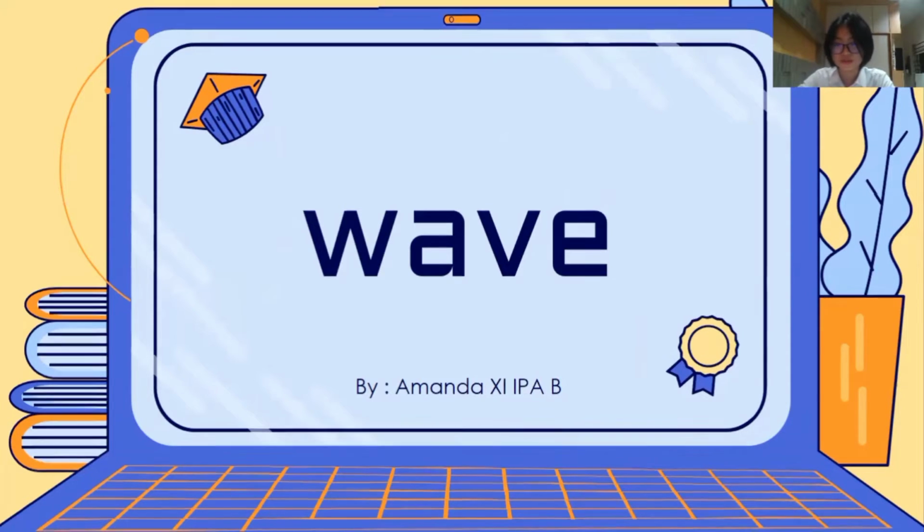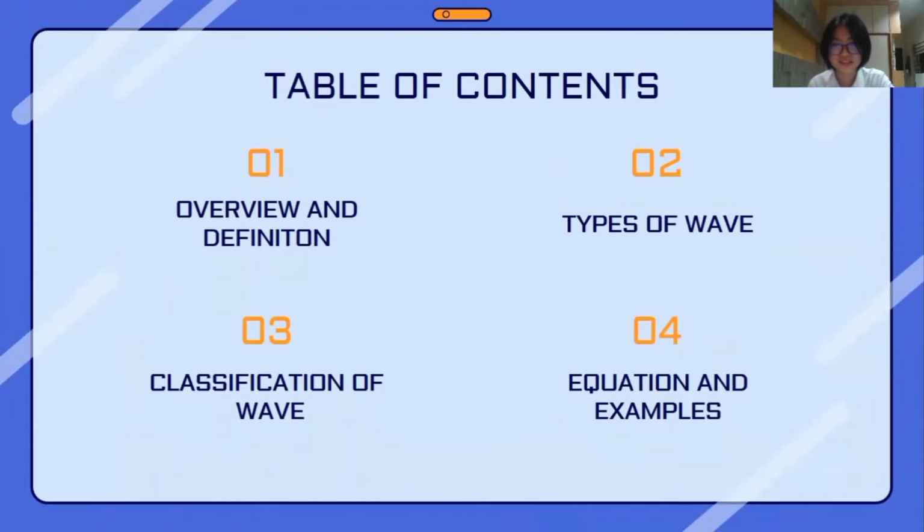All right, so we are going to start with the table of contents first. First, there's the overview and definition. Second, there is types of waves. Third, the classification of waves, and fourth, equations and examples that I'm going to show you.